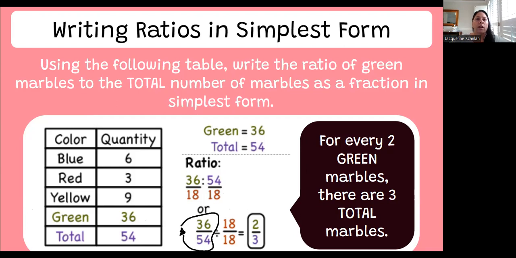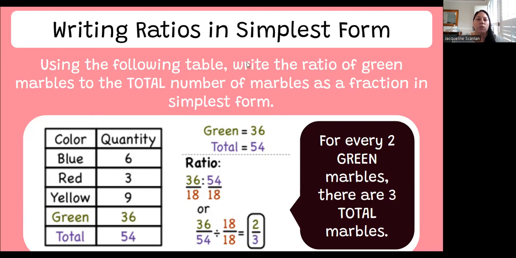Now that is a ratio. However, if I wanted to write it in simplest form, I would divide both the top and the bottom numbers, my numerator and my denominator, by the largest number that divides into both. You may not have thought of 18, but 18 is the greatest common factor. If I divide 36 by 18, I get 2, and if I divide 54 by 18, I get 3. So the ratio of green marbles to the total number of marbles is 2 to 3, and that's how I would read this answer. We could also say it a different way: for every 2 green marbles, there are 3 total marbles. And that's an example of a ratio.